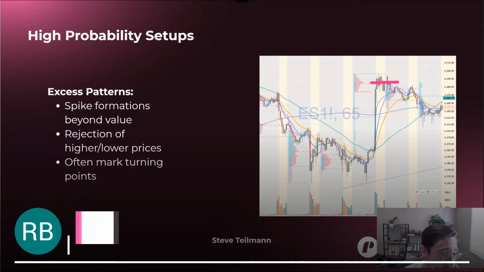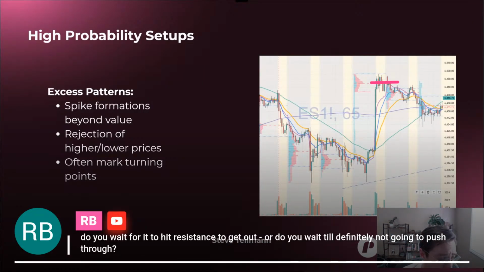Okay, RV saying, I see those little bounces off support. Do you wait for it to hit resistance to get out, or do you wait till it's definitely not going to push through? In this example here, if we were shorting the loss of the value area high, is that the question there?